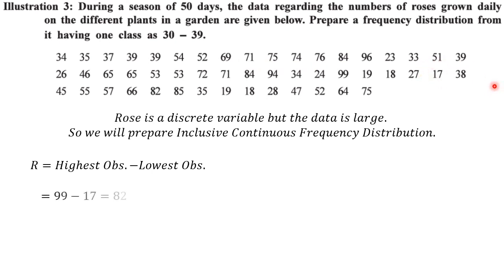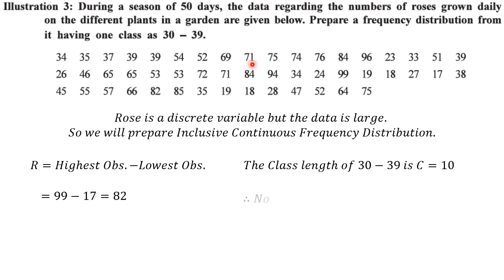So we will be getting the difference, 99 minus 17 is 82. Next, one of the classes is 30 to 39. Now it is an inclusive frequency distribution, which means we have to include both 30 and 39. So the class length here will be 30, 31, 32, 33, 34, 35, 36, 37, 38, 39. If you count on your fingers from 30, 31 up to 39, you will get 10 fingers. That means the class length here is 10.